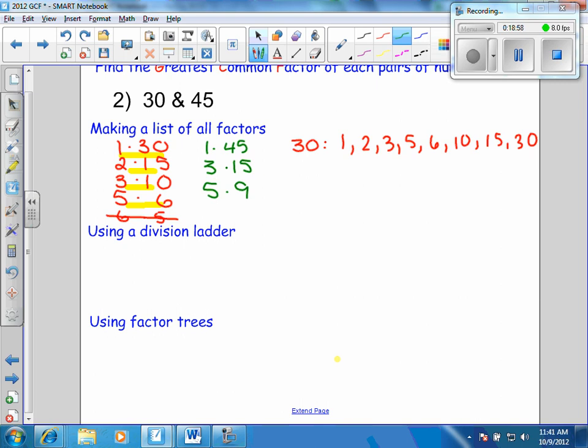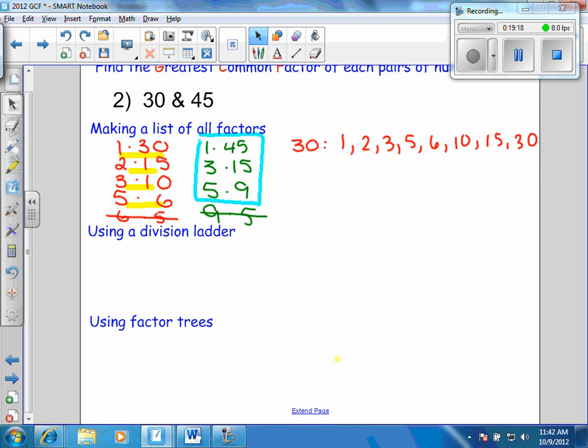No. 7 times 6 is 42, right? So how about 8? Does 8 go into 45? No. But 9 does. And then we have our repetition, right? Okay, so our factors are right here for 45.